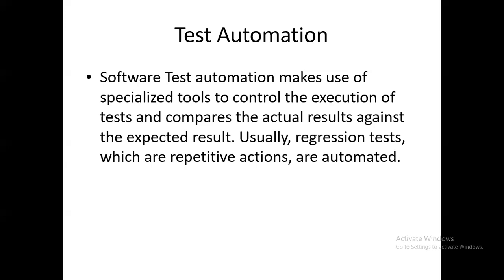So, test automation means task automation: any work which you are automating. Software test automation or task automation makes use of a dedicated tool, a special tool, to control the execution of your task. So whichever work you are doing, there will be a particular tool. Tool doesn't mean only software; it can be a gadget, device, software, machine, anything to control the execution of your task and compare the result.